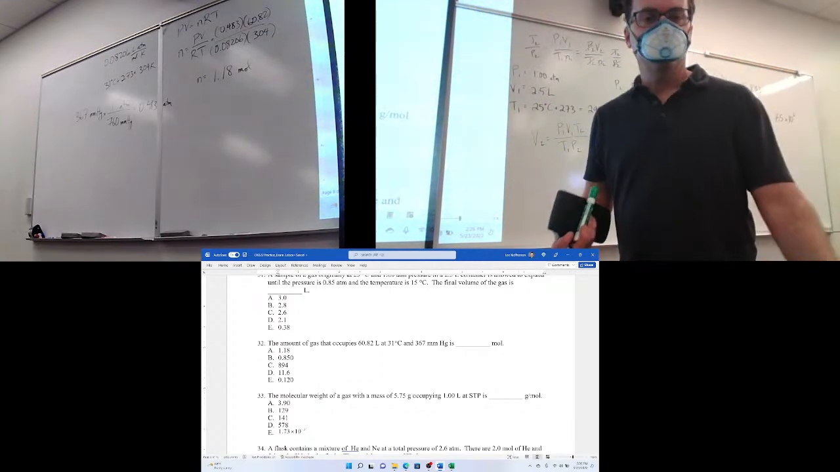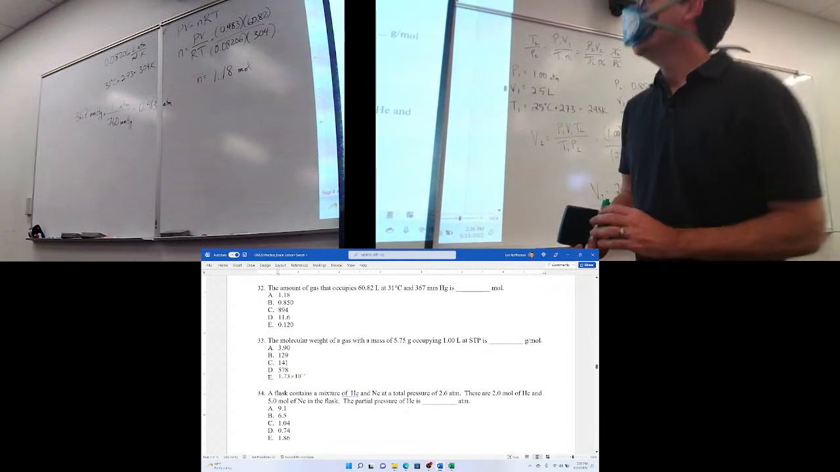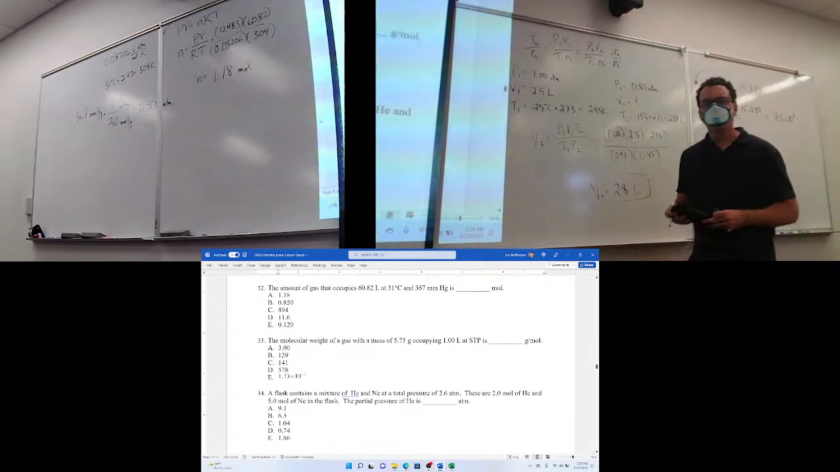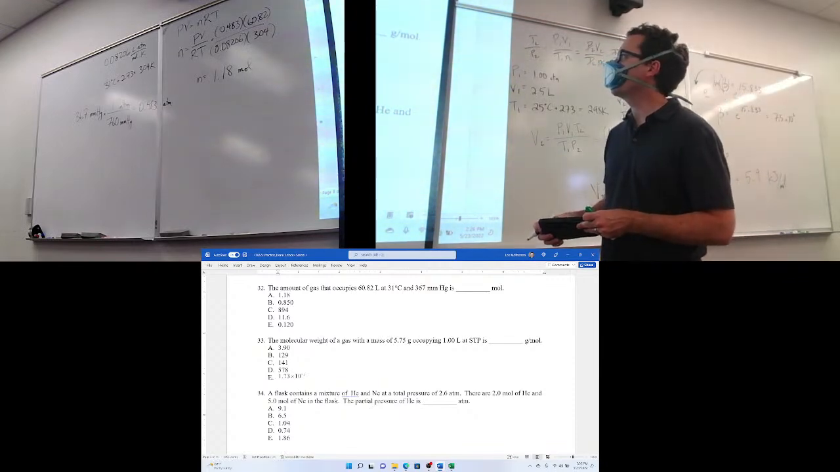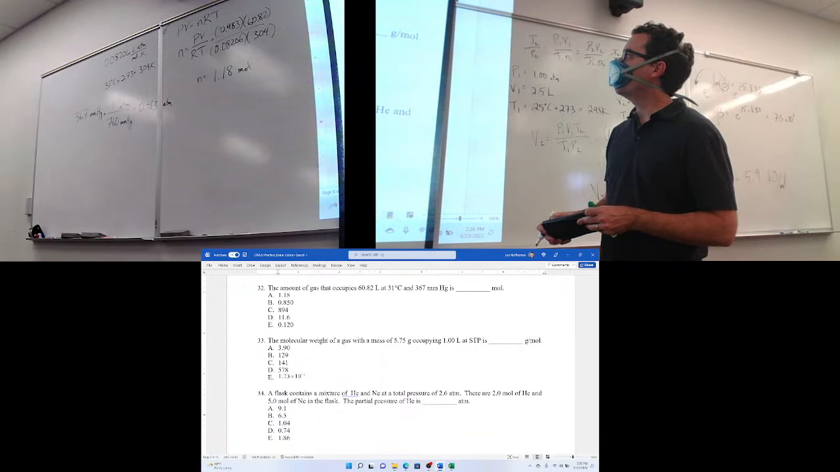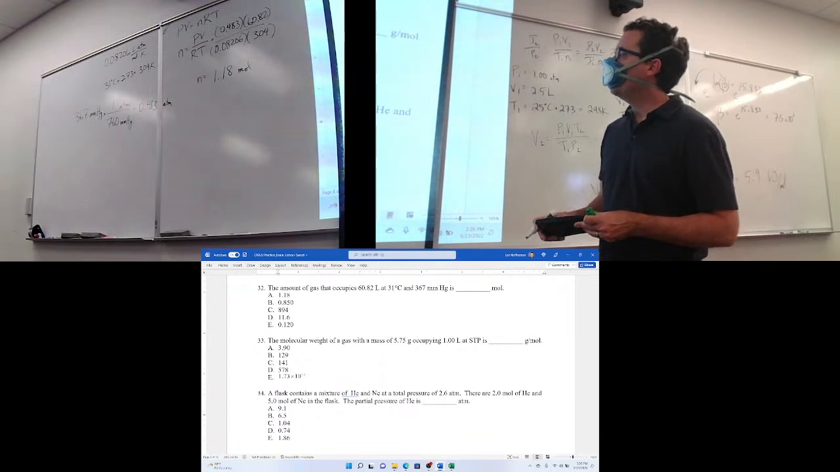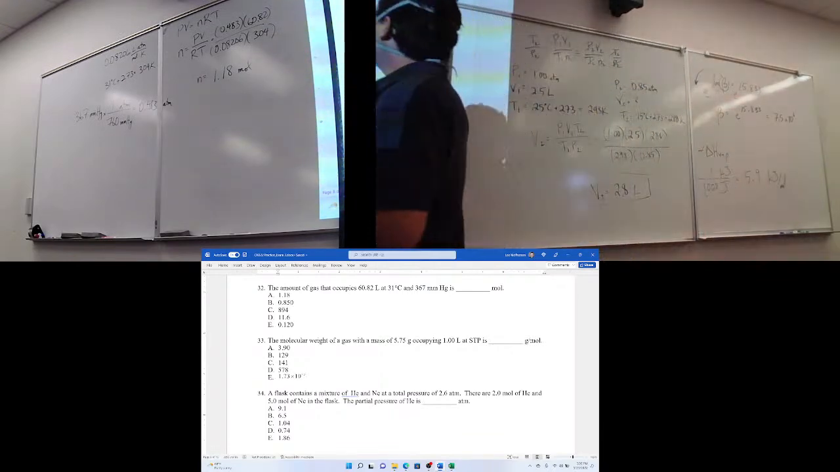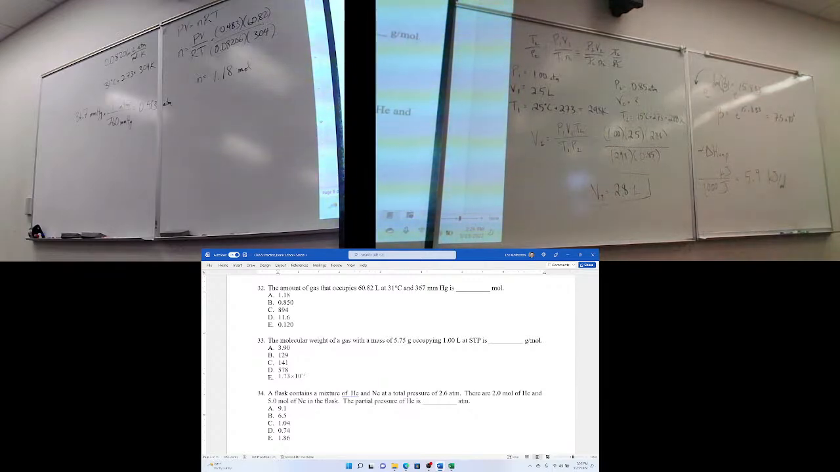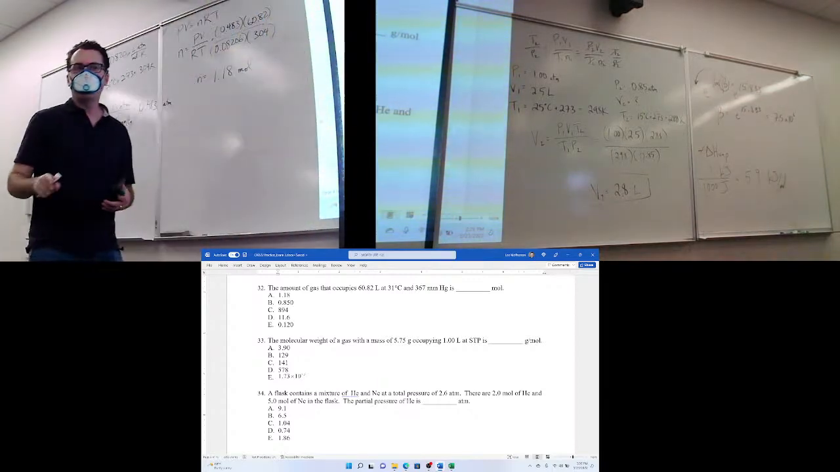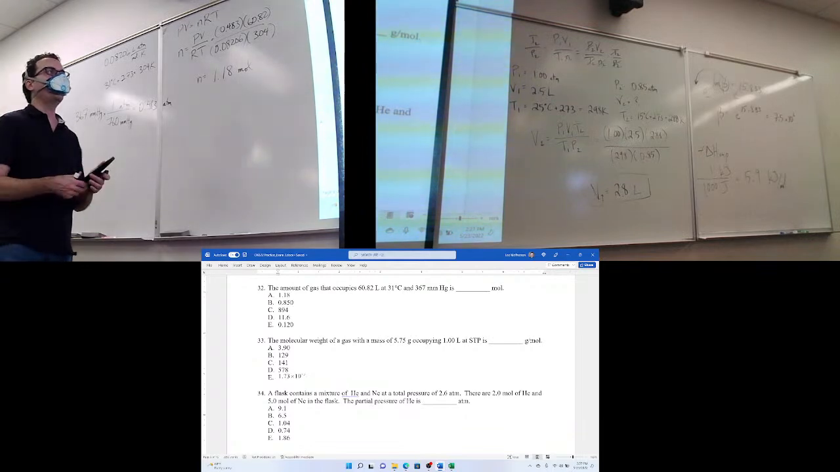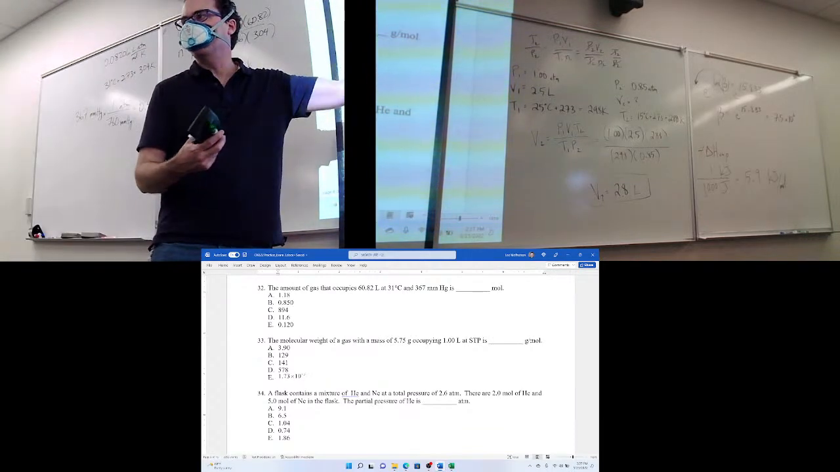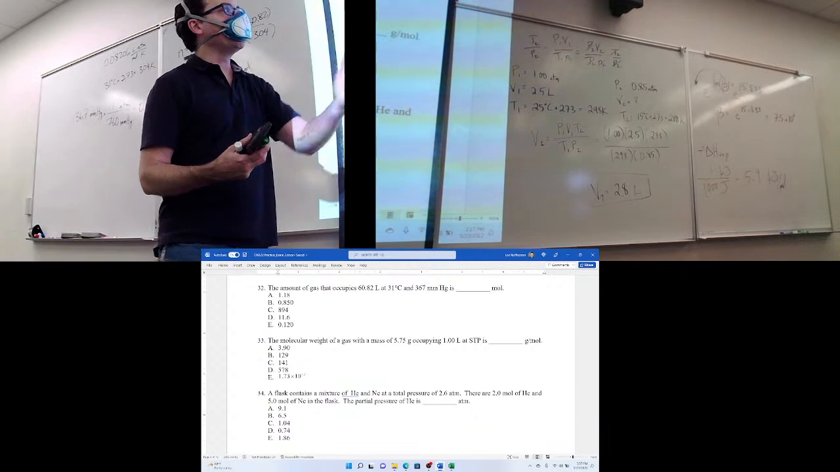33. So we could do this one exactly the same as we did the last one. Well, not exactly, but we can sort of do it the same way. But let's take advantage of the fact that we're doing this at STP, standard temperature and pressure. We're going to use the molar volume to solve this one. So what I want to do is find the number of moles of gas. And once I find the moles, I can do mass over moles, and I'll get a molar mass. But I want to find the number of moles.